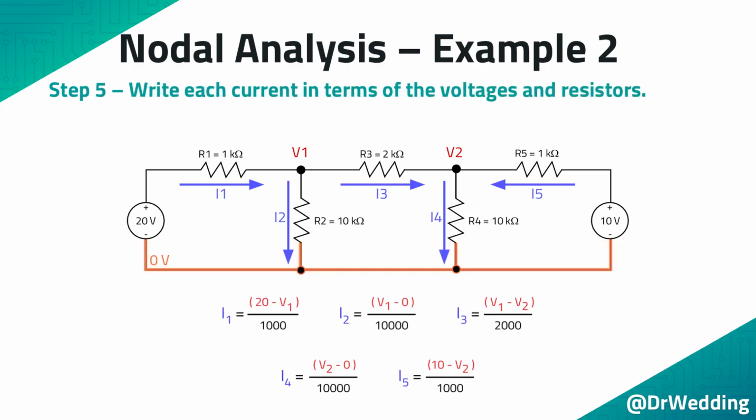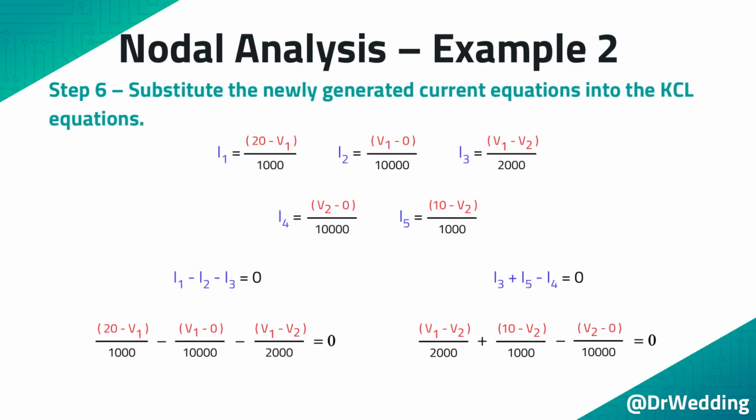Step 5. Write each current in terms of the voltages and resistors. The 5 current equations are shown below the circuit. These currents are in terms of the node voltages. Step 6. Substitute the newly generated current equations into the KCL equations. So, the 5 current equations are plugged into the 2 KCL equations to generate 2 new KCL equations where the new equations are in terms of node voltages and resistors.